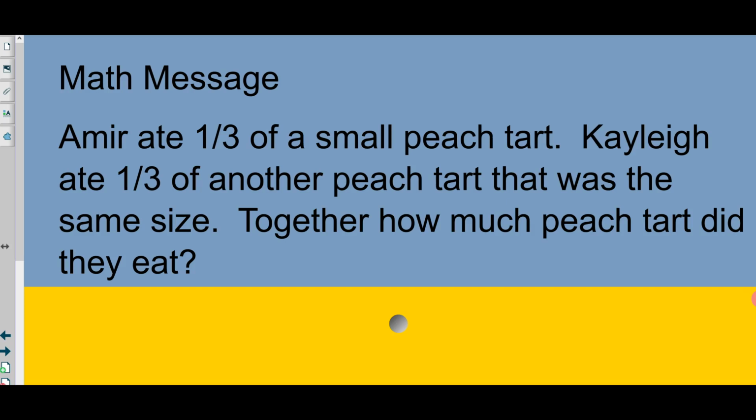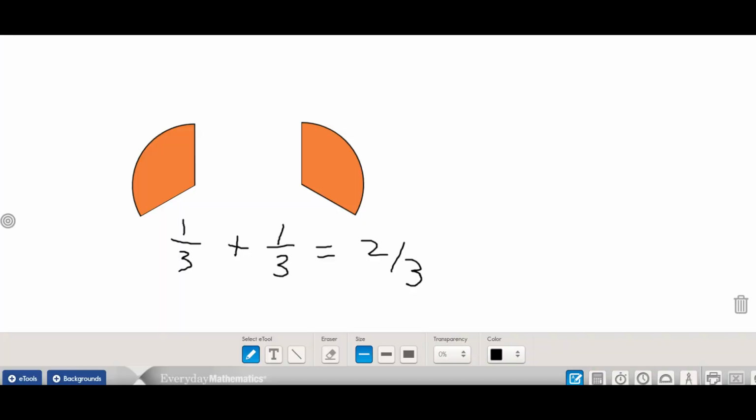Okay, if Amir ate 1/3 of a small peach tart, and Kaylee ate 1/3 of another peach tart that was the same size, together, how much peach tart did they eat? 1/3 plus 1/3 equals 2/3.